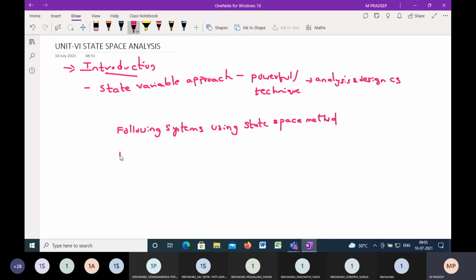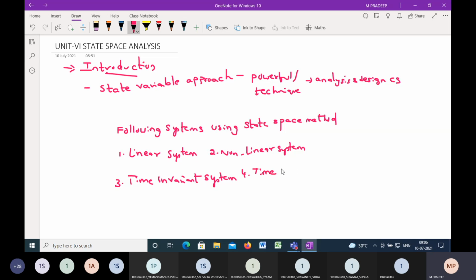So what are the different systems which you are going to consider? The first one is called linear systems, the second one is called non-linear systems, the third we are going to call time invariant systems, the fourth one is called time varying systems, and the last one is called multi-input multi-output systems.